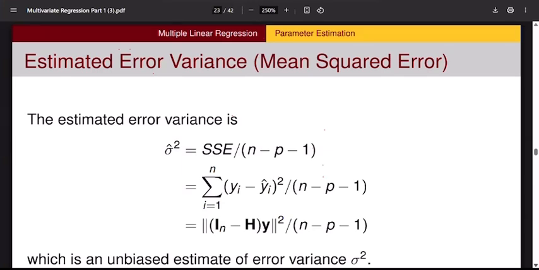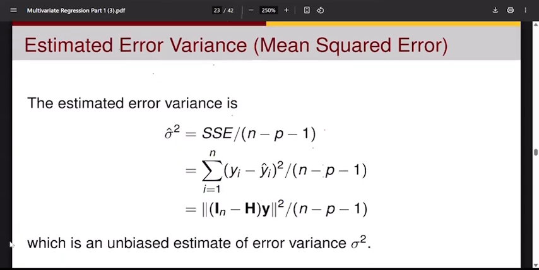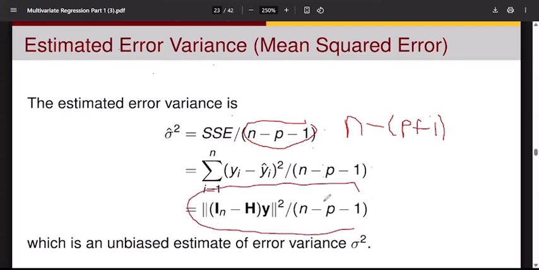Estimated error variance is very, very crucial in statistical analysis. But how do I get it? It's easy. If I know the sum of square error, I will just divide the sum of square error by its degree of freedom. If you take a look at this, that is more or less n minus (p plus 1). What is p plus 1? The p plus 1 is the number of explanatory variables and the intercept. Does that make sense? So the estimated error variance is the sum of square error divided by that. This is in matrix form. Take note of that.